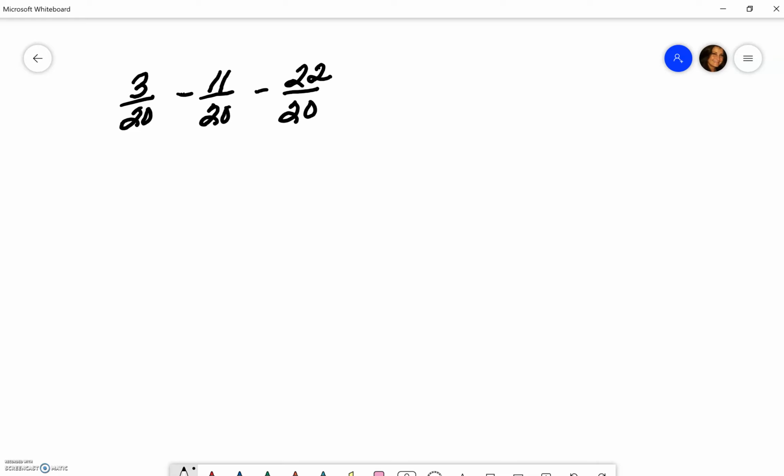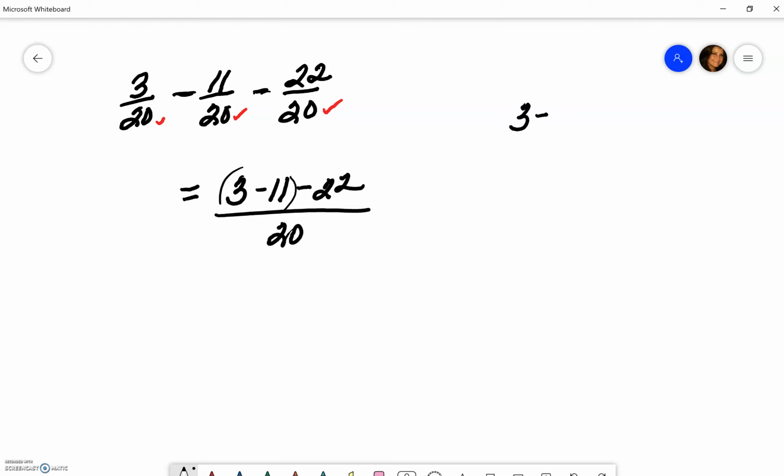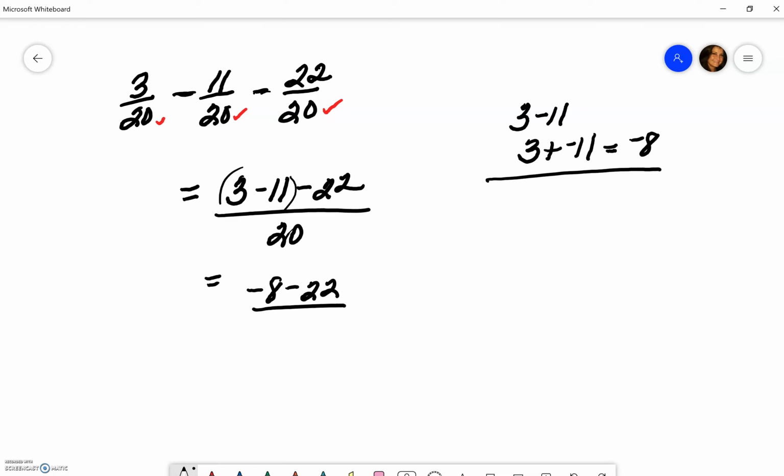First thing we look at, we're a subtraction problem with fractions. So I've got to look, are the denominators all the same? They are. So I'm just going to rewrite that as 3 minus 11 minus 22 all over 20. And I'm only going to take 2 at a time up here. So I'm just going to take those 2. So 3 minus 11, which becomes 3 plus -11. And then we subtract and take the sign of the larger number. So it's -8. So that's the first part. So that would be -8 minus 22 over 20.